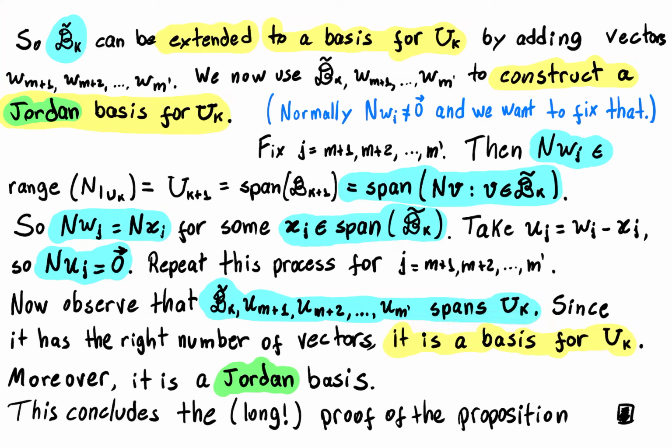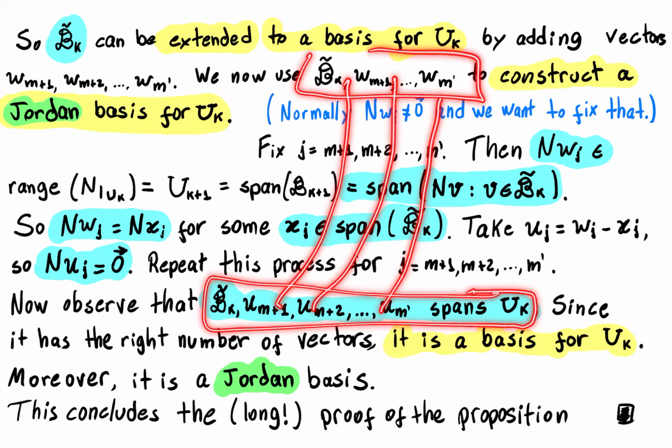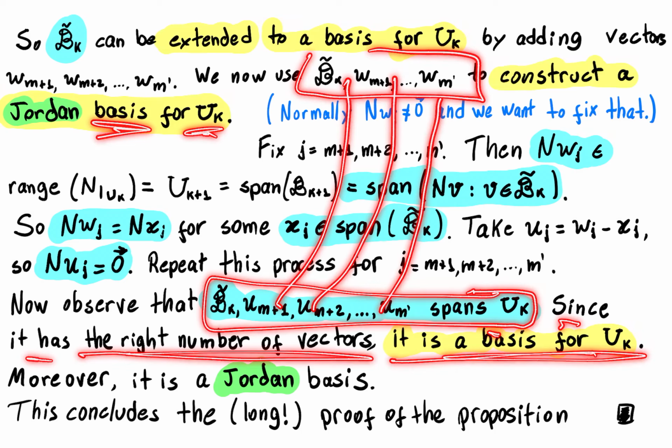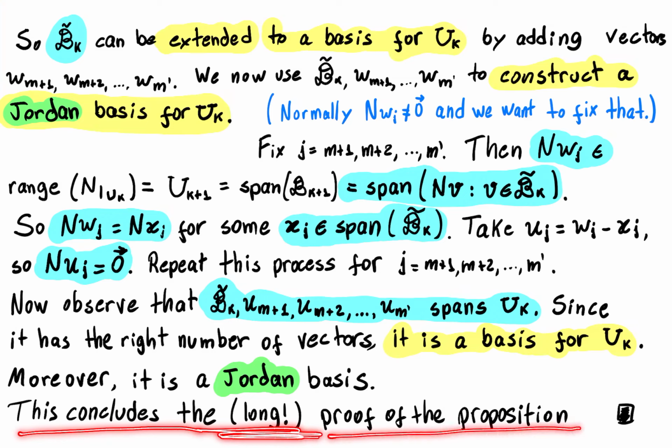Okay, and well, this collection has the right number of vectors. Why the right number? Because these are in correspondence with this, and this was a basis for UK. So since they span and they have the right number, they are a basis. And this time it's a good basis, it's a Jordan basis. So we replace these bad vectors. They were bad because of this property. We replace them by vectors that have the right property. So now it's a Jordan basis. And this concludes the very long proof of the proposition.